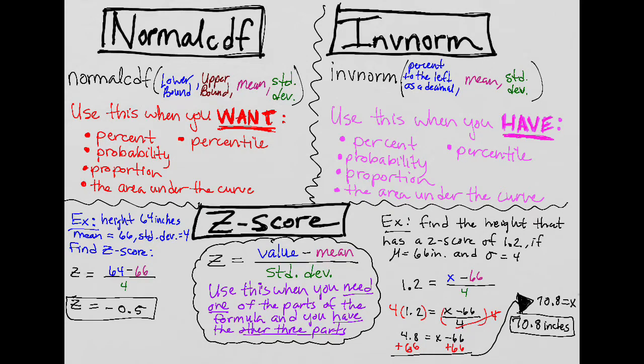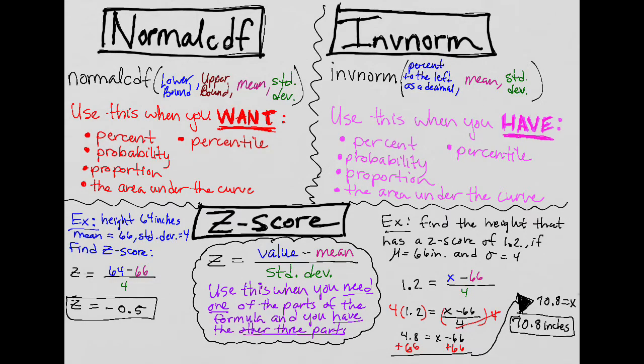Now, if you have one of those things, let's say you have the percentile or you have the probability, then you want to use inverse norm. And remember, inverse norm is always the percent to the left, and it's as a decimal. So you can't put in your calculator 95. You have to put in 0.95. And then if it says 68% is above, then you need to change it to the percent to the left. So you basically just do 100 minus 68, and that'll tell you the percent to the left that you'll actually end up putting in the calculator.